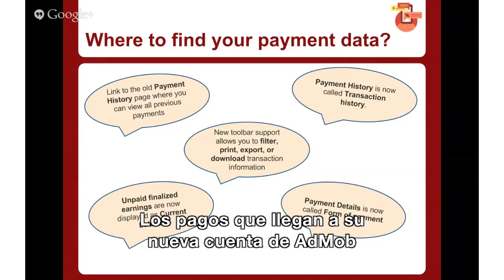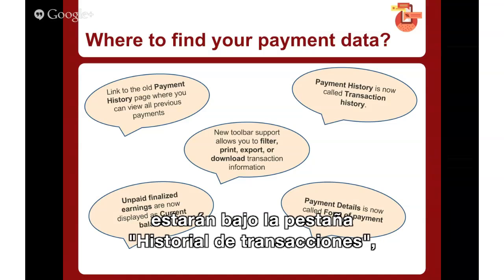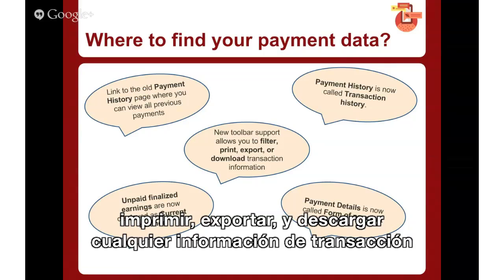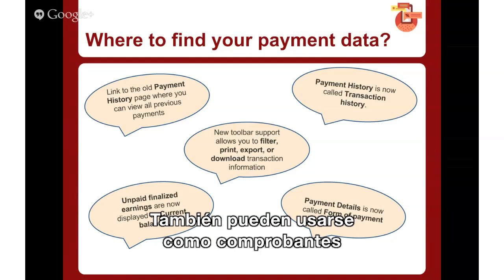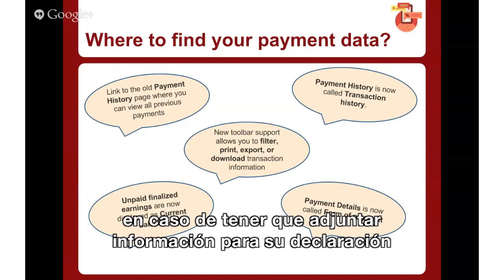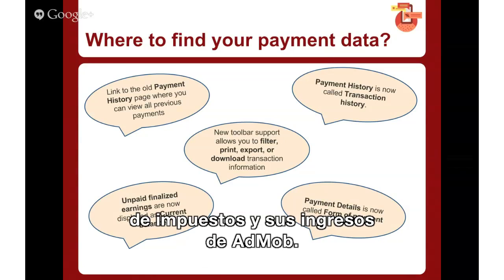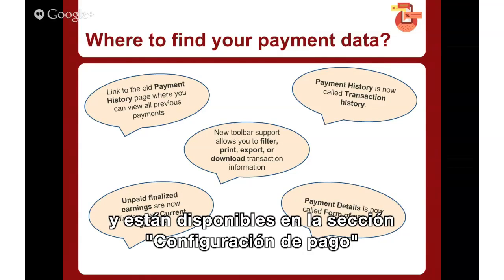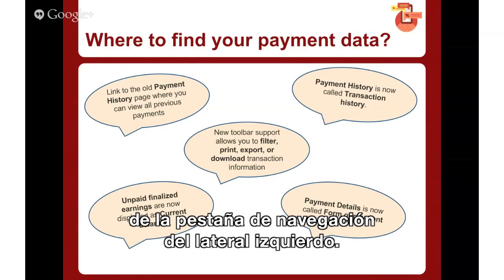So the payments that will arrive in your new AdMob account will go under the transaction history tab. And in the new toolbar, you have support to filter, print, export, and download any transaction information that you deem valuable. Those can also be used as proof in case you have to attach any kind of information for your tax returns for your earnings from AdMob. Your payment details are now called the form of payment, and they are available to you in the payee settings in your left-hand side navigation tab.